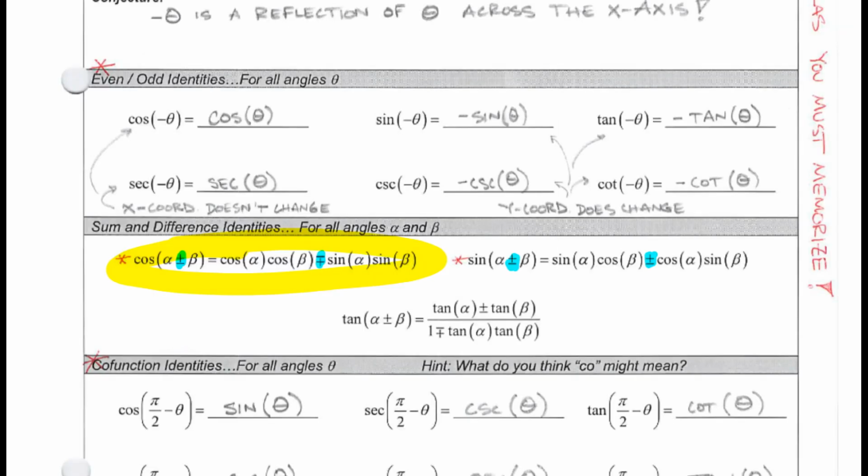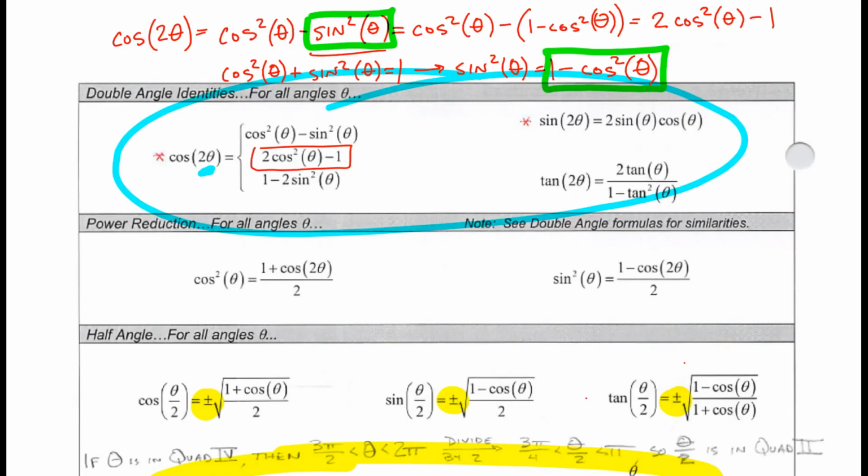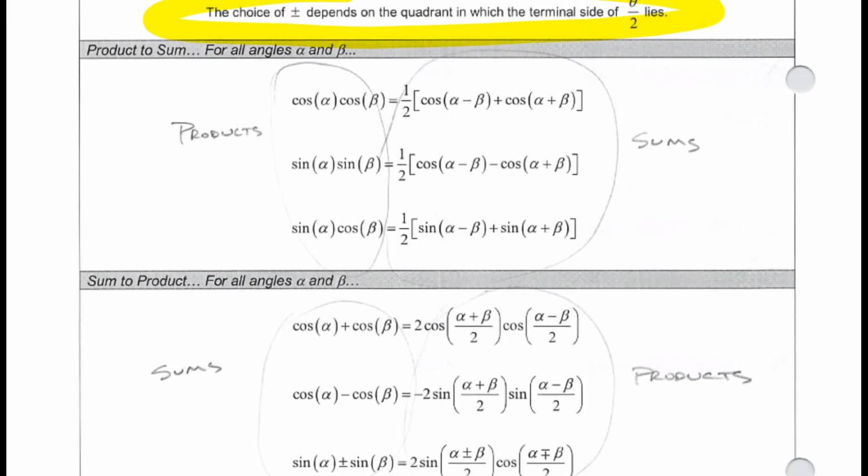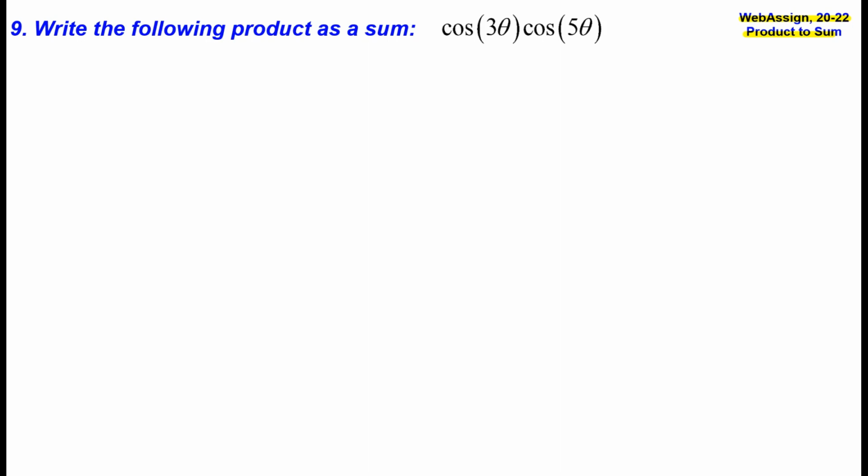And if we go back to our reference sheet, second side, we will see the product to sum formulas there about the middle of the back side of that reference sheet, and you'll notice that these are not formulas you have to memorize. Should you need to use these, they'll be provided for you. So let's take a look at this.